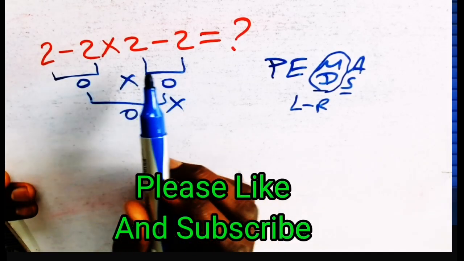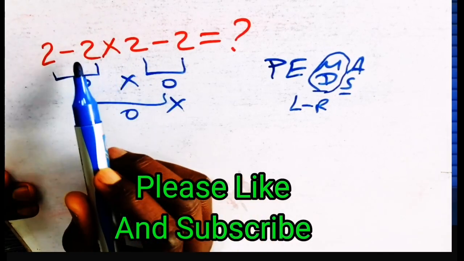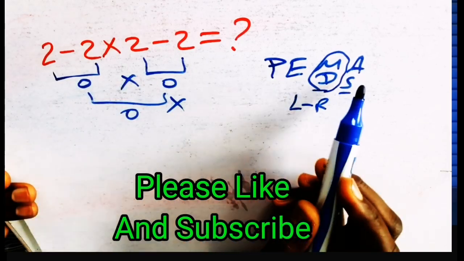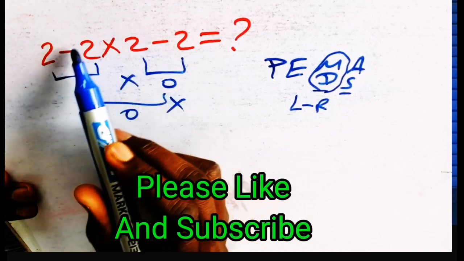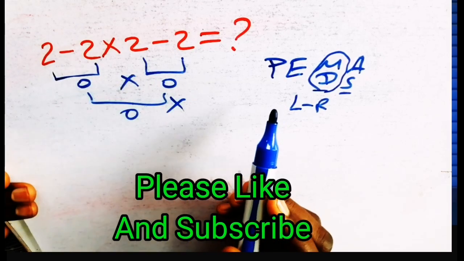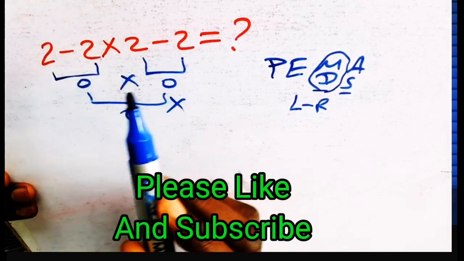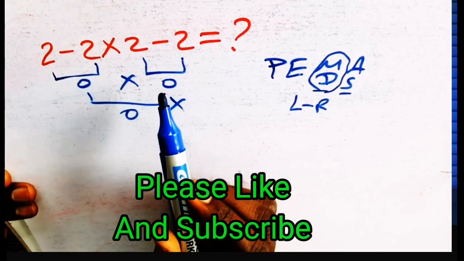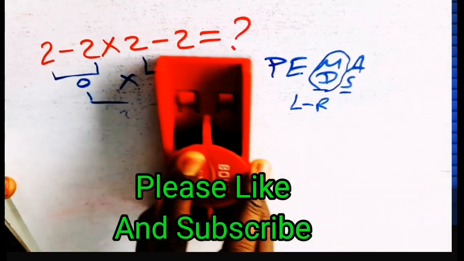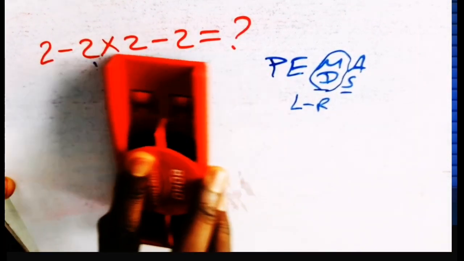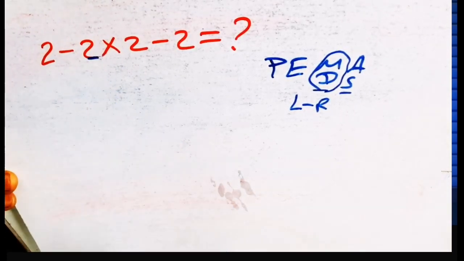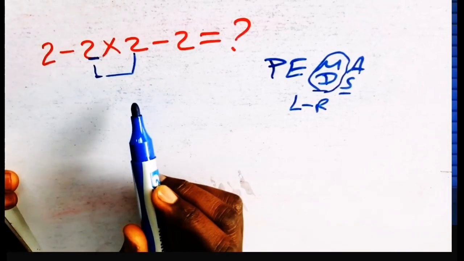In this expression, there is one multiplication, one subtraction, and one subtraction. According to PEMDAS, first we have to do this multiplication and this subtraction, and finally this subtraction. If we do this subtraction or this subtraction before this multiplication, it is wrong. Therefore, first we have to do this multiplication.